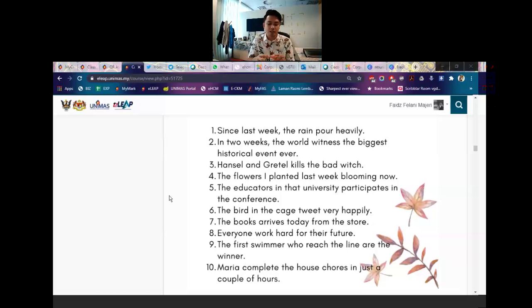Now, to further explain about this, under subject, there are 3 breakdowns, common elements that make a good subject. Number one is common noun, kata nama am, proper noun, kata nama khas, ataupun pronoun. Okay, pronoun. Now, kata nama am adalah apa-apa nama yang merujuk kepada sesuatu yang secara umum saja. Okay, anything that is general, yang tidak specific.